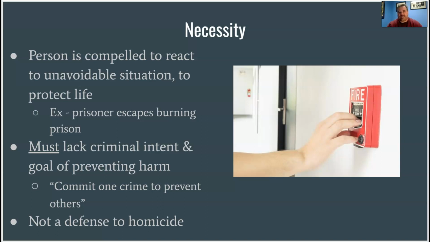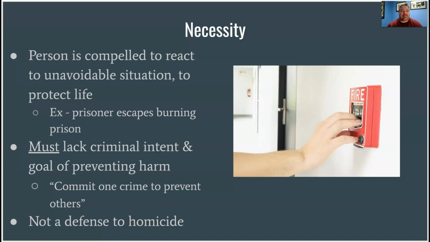Again, necessity is never going to be able to be asserted against homicide. It's never necessary to kill somebody else, because if you are acting that way, there's a different defense to assert, right? Self-defense or the defense of others. So you're not calling a self-defense case necessity. A self-defense case is a self-defense case, okay, against a homicide charge.